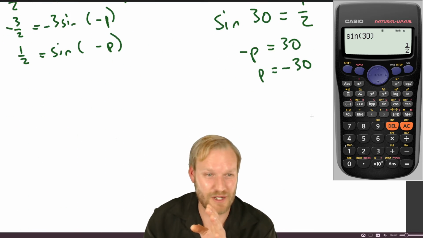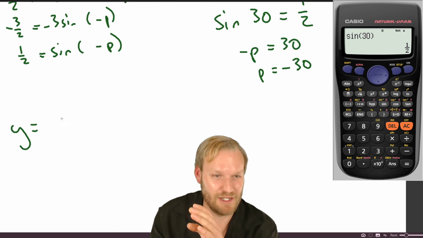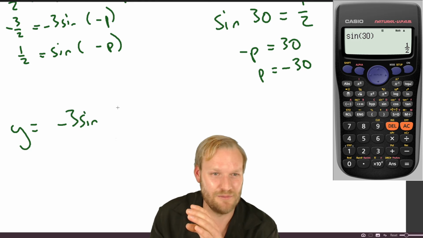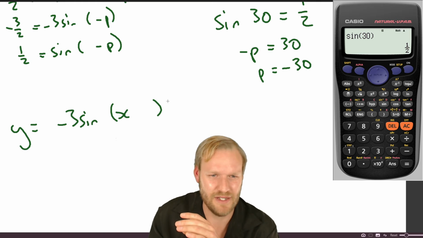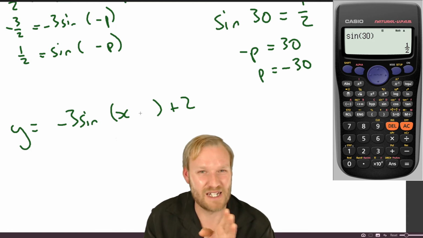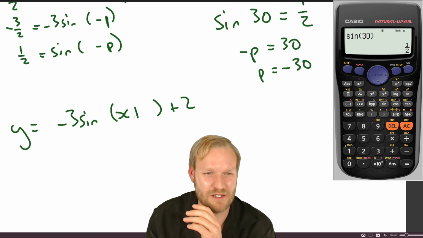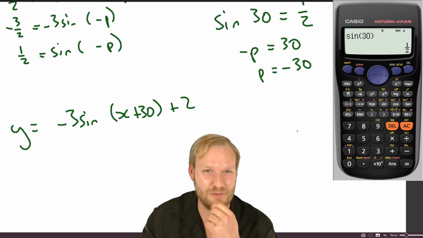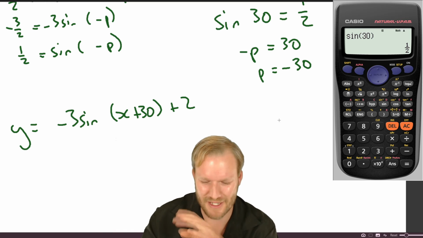So remember, our graph looks like y equals minus 3 sine of (x minus p) plus 2. We're moving it left by 30, which means this must be plus 30. Okay, something to take in, right? Something to take in. Cool.